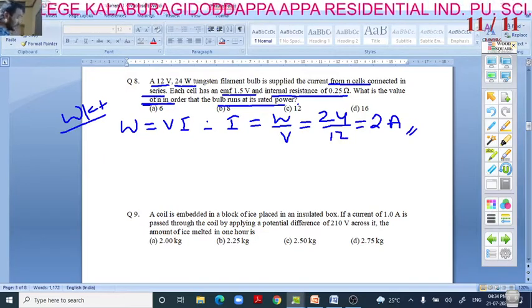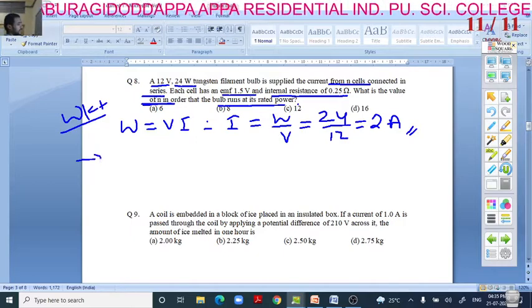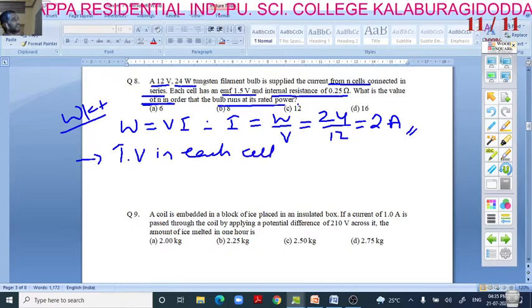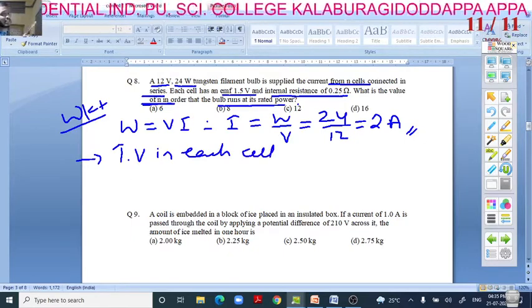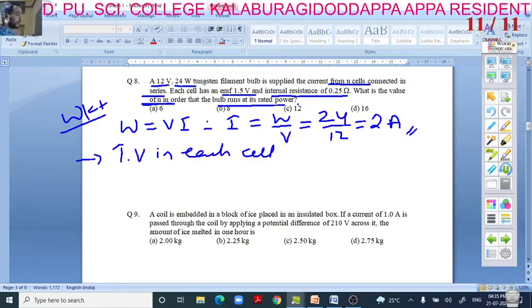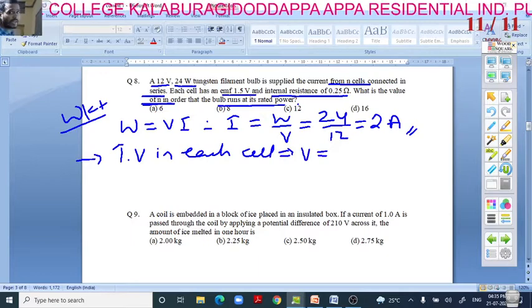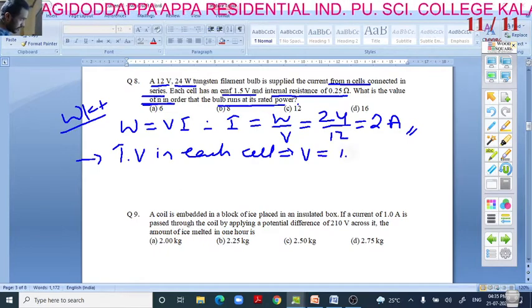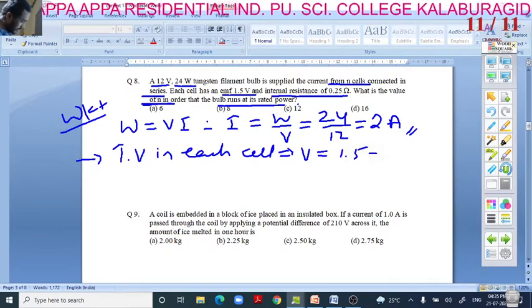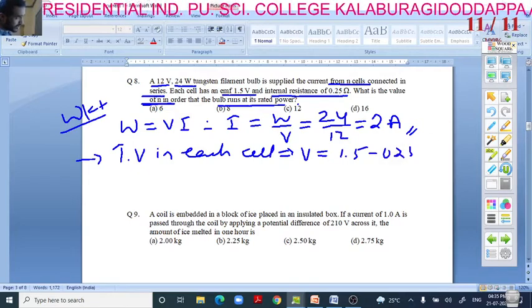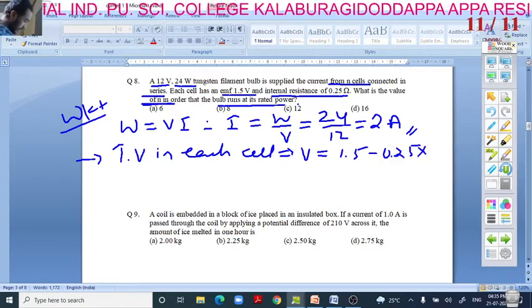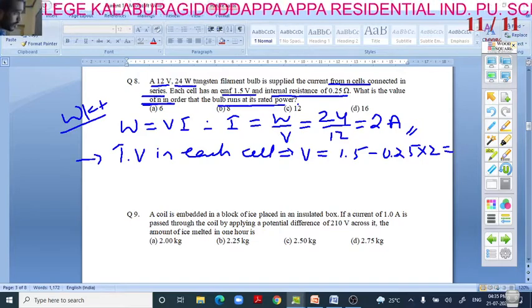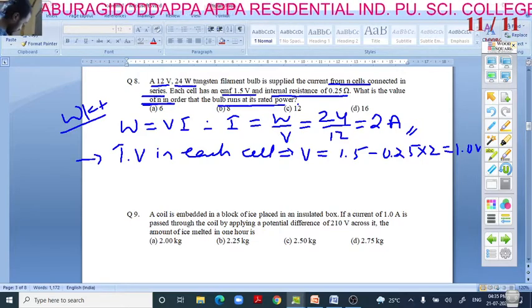Okay, terminal voltage in each cell first. Here he has given the EMF of each cell. Terminal voltage we want here. So terminal voltage V is equal to EMF minus I into R. So that is 1.5, this is EMF, and 0.25 internal resistance into I value we got, 2. So by multiplying and simplifying this, we got 1.0 volt, right?